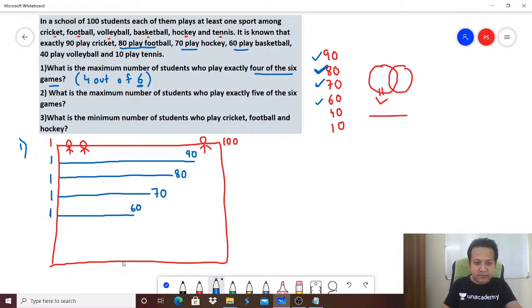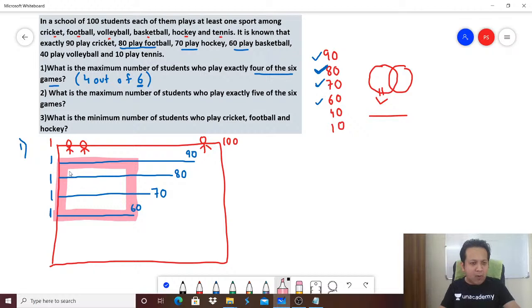Now think about it. Please try to visualize. What do you want to visualize? You see here, roll number 1 to 60 is now playing exactly 4 games. Can you see this? And that is what the question was asking me. I need to maximize students who play 4 games. And you see 1 to 60 is playing the first game, second game, third game as well as fourth game.